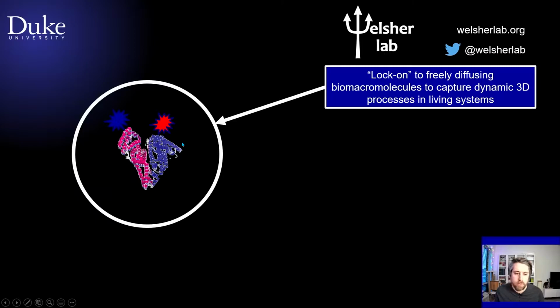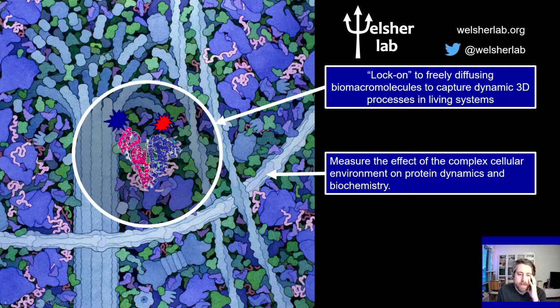So one of our big goals is to develop new microscopy methods that allow us to lock on to freely diffusing biomacromolecules such as enzymes or even viruses and capture those dynamic 3D processes in living systems. Of course, the reason we want to do that is that these enzymes or viruses, when they interact in living systems, interact with a very complex and crowded and non-equilibrium extracellular environment. So we want to capture the dynamics of those single biomolecules in their full biological context.